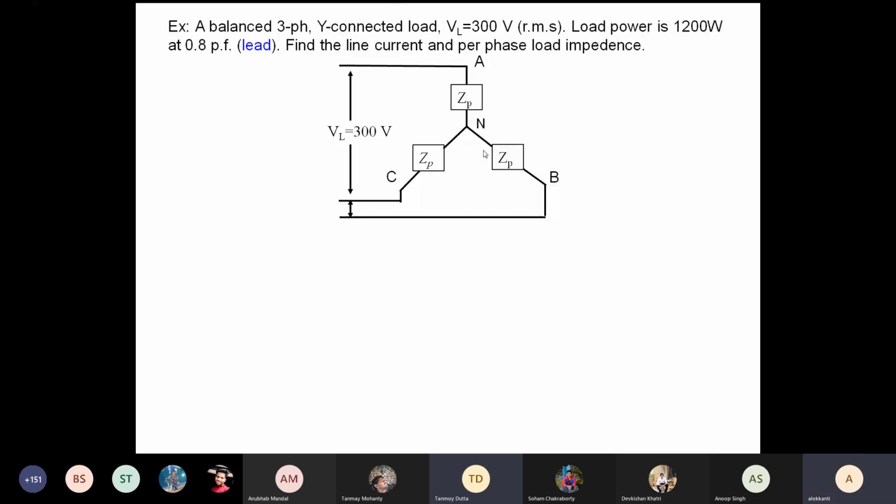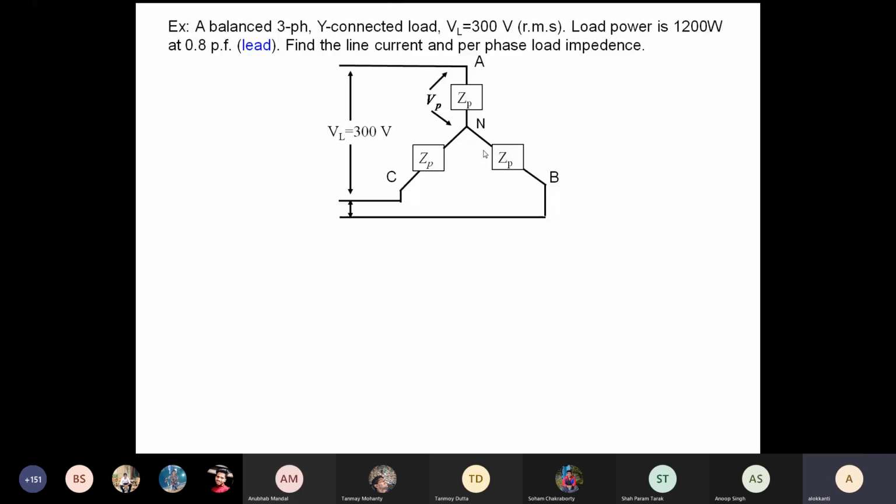VL is, sir, V line or V load? V line, line to line. Whether you consider line or load, whatever it is shown, I have given the direction from where to where VL is. Okay, sir. 2.88 ampere. So this is the phase voltage.